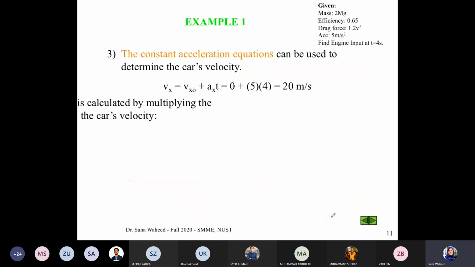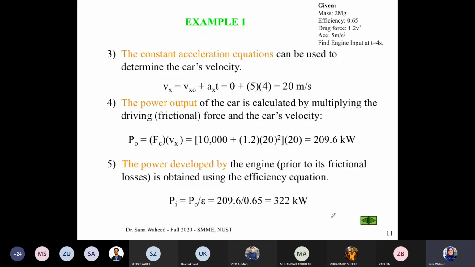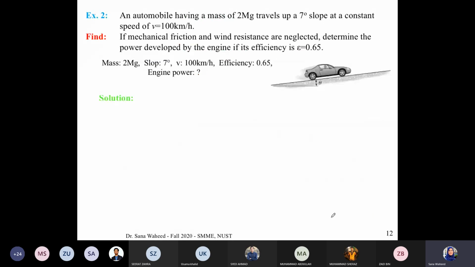in the slides. But I hope it was a pretty straightforward problem, right? So we are able to do that. Now let's take a look at another one. Let's just read through this one.